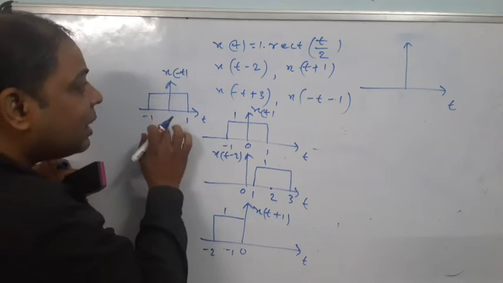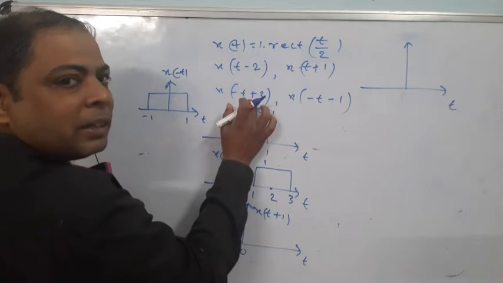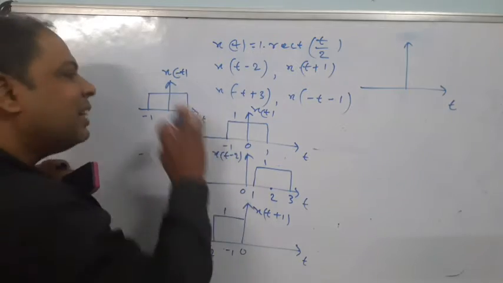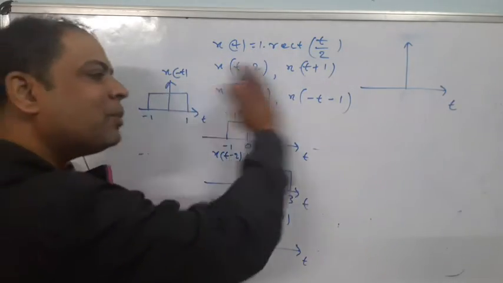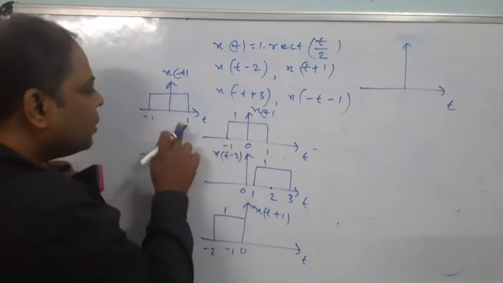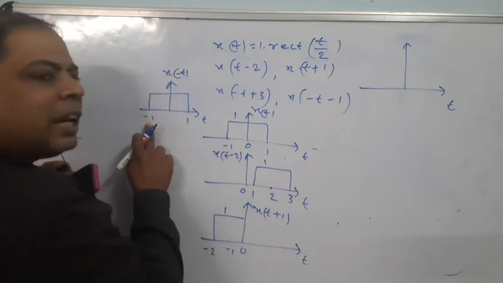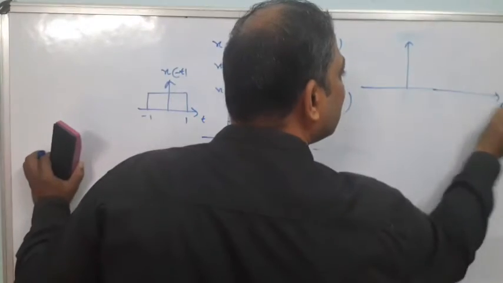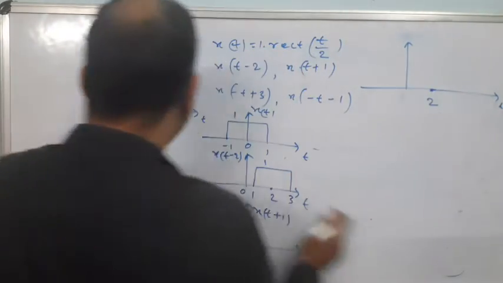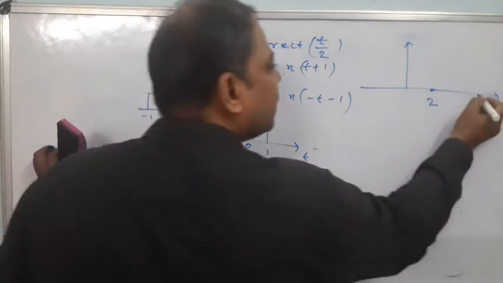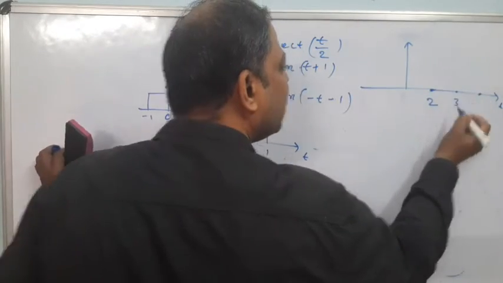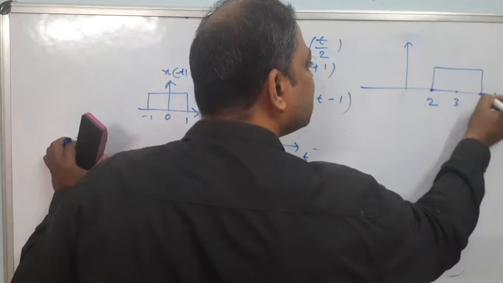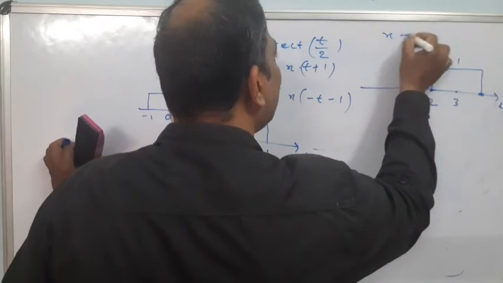Now for the folded signal, plus means right shifting. This signal is shifted towards right by an amount of 3 units. So 1 plus 3, 4. Minus 1 plus 3, 2. That means it will start from 2. Then 0 plus 3, 3. Here it is 3, and here it is 1 plus 3, 4. The signal becomes this. This is x of minus t plus 3.